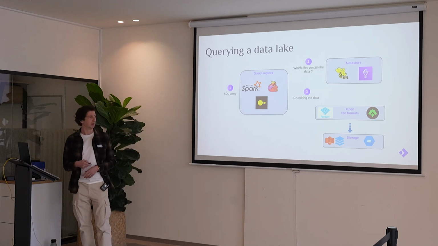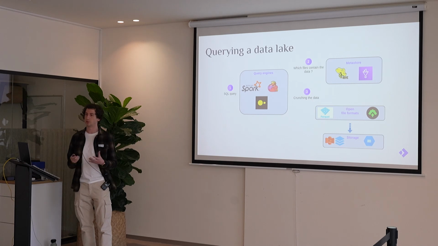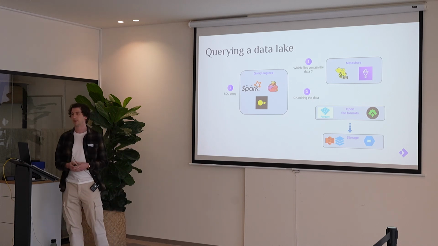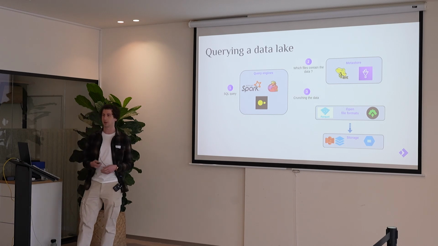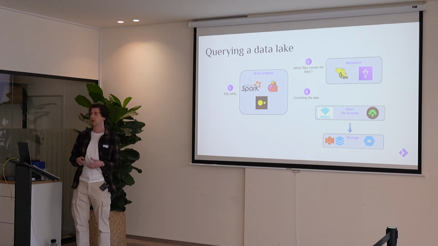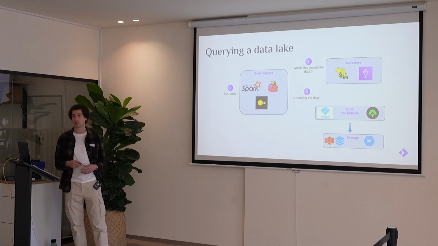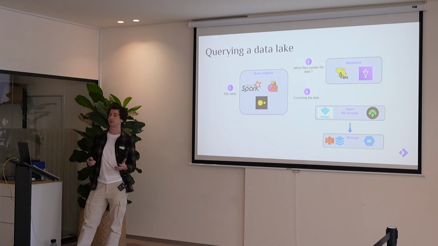Very simple. So if you would ask a query engine, okay, give me the data of the orders of last month, then the query engine would ask the metastore, orders, where can I find this data? And I'm looking for this month, so give me the relevant files. So the Hive metastore says, okay, I have a list of all the files that are relevant.